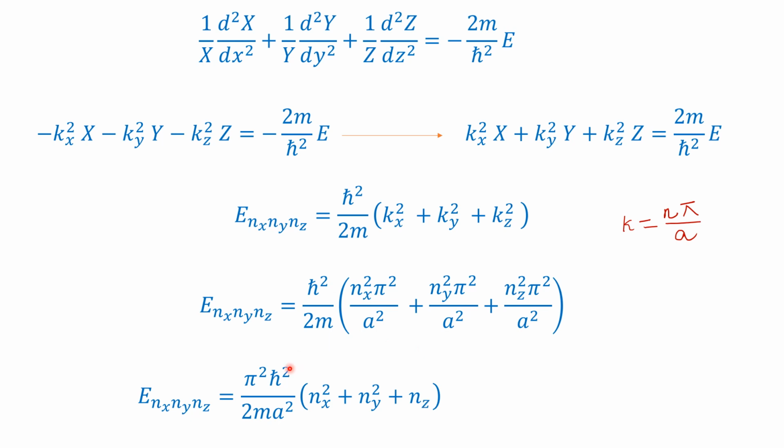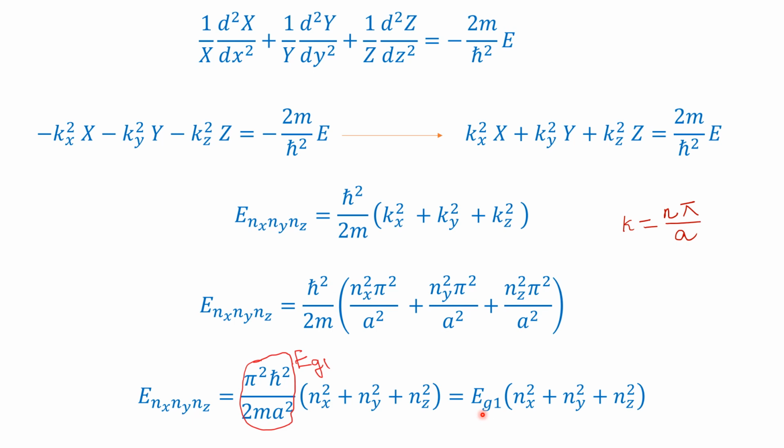So we will get all these three terms, which is equal to Eg1 times nx squared plus ny squared plus nz squared. Here, what is Eg1? Here you can see the constant pi squared h cross squared over 2ma squared. From particle in a one-dimensional box, it is the lowest energy state, that is the ground state energy. I have represented this as Eg, and to indicate it is one-dimensional, I have referred to this as Eg1. So pi squared h cross squared over 2ma squared is equal to Eg1. That's what I have written here.